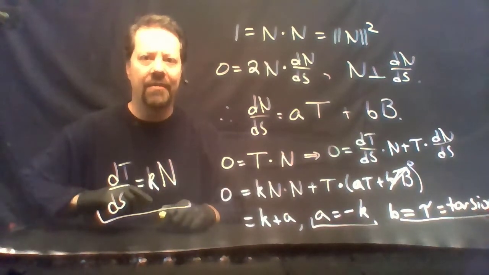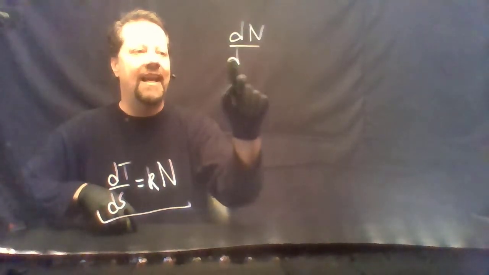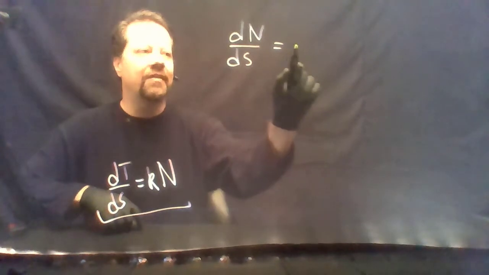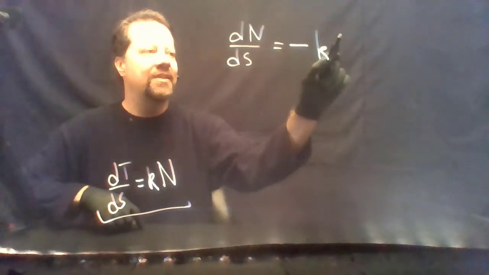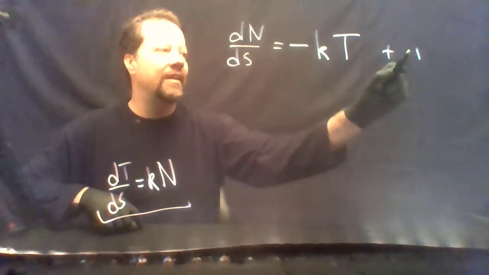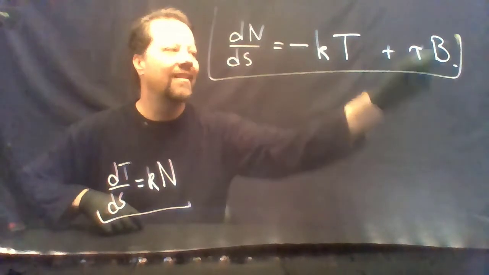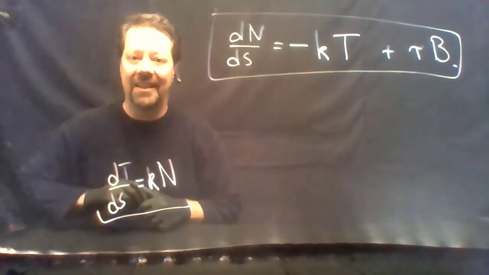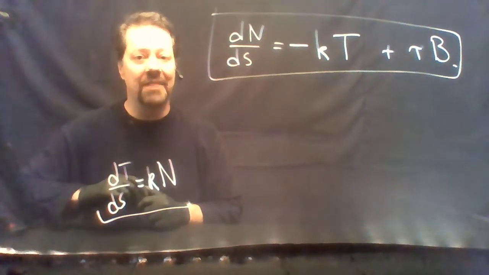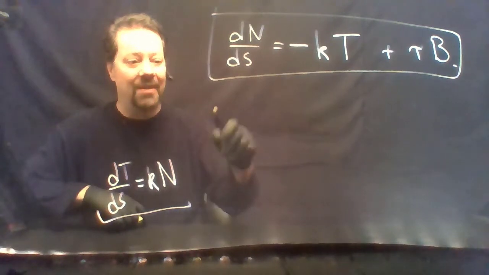So far, we know the following. We have the second formula of Frenet. How does the principal unit normal change as you move along the curve? Minus the curvature times the unit tangent vector plus the torsion times the binormal. This is our second formula of Frenet. There's one more. How does the binormal change? We've played this game a couple times already.